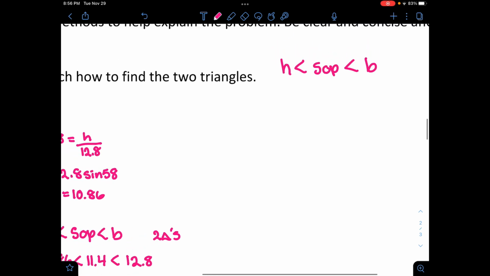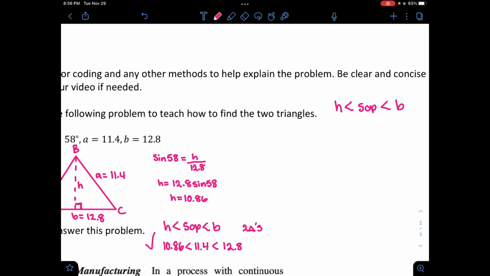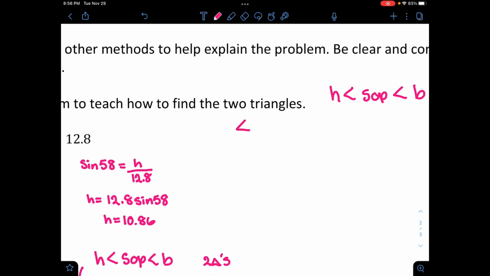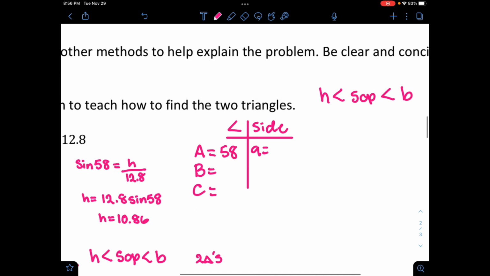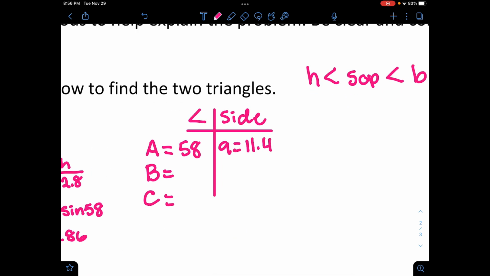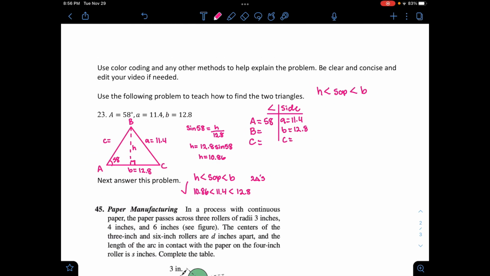First, what I like to do is, starting with the first triangle, we're going to solve for angle B. I like to organize everything into this little chart. So we know that we have angle A, which is 58, and we don't have angle B, which we're going to solve in a minute, and then we don't have angle C. We do, however, have side A, which is 11.4, and side B, which is 12.8, and we don't have side C.